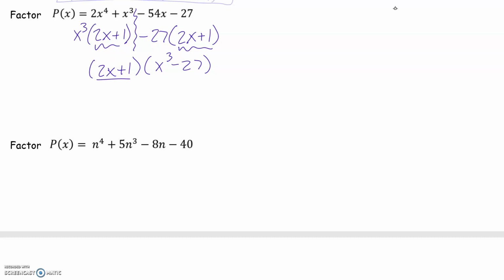Nope, it's simplified. This second binomial though, I noticed that this 27 is a cube, so I can actually continue on and write it in that formula: a minus b times a squared plus ab plus b squared, close parentheses. Alright, so at this point I need to identify what a is and identify what b is.